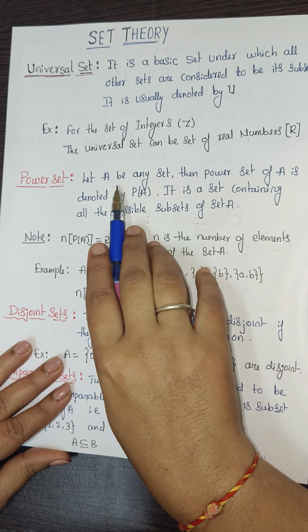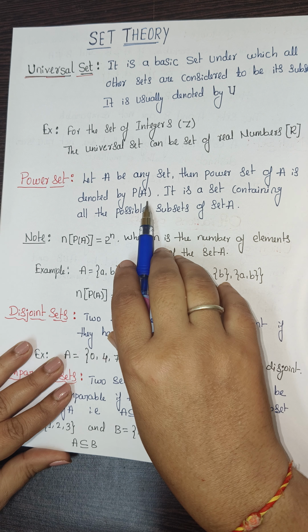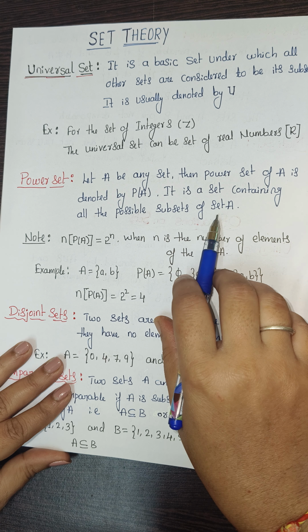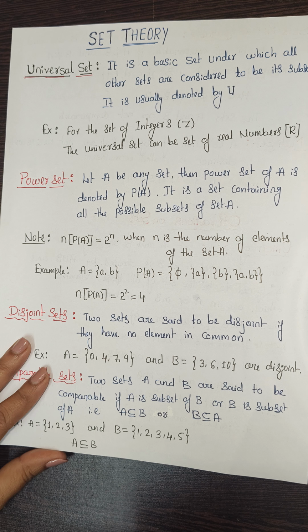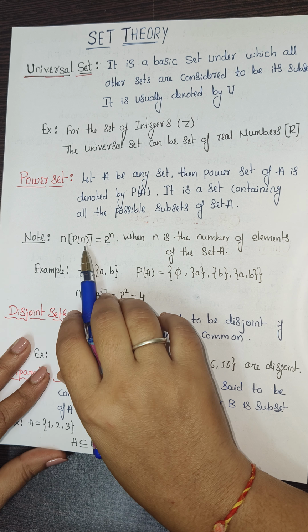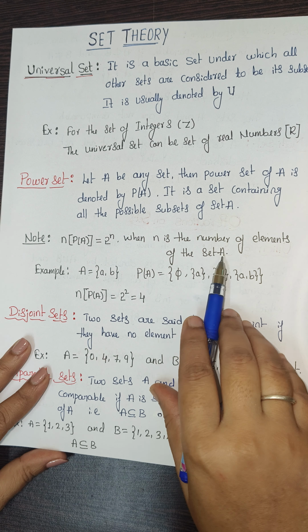Next one is the power set. Let A be any set, then the power set of A is denoted by P(A). It is a set containing all the possible subsets of set A. And here is another important formula: the number of elements of the power set equals 2^n, where n is the number of elements of the set A.